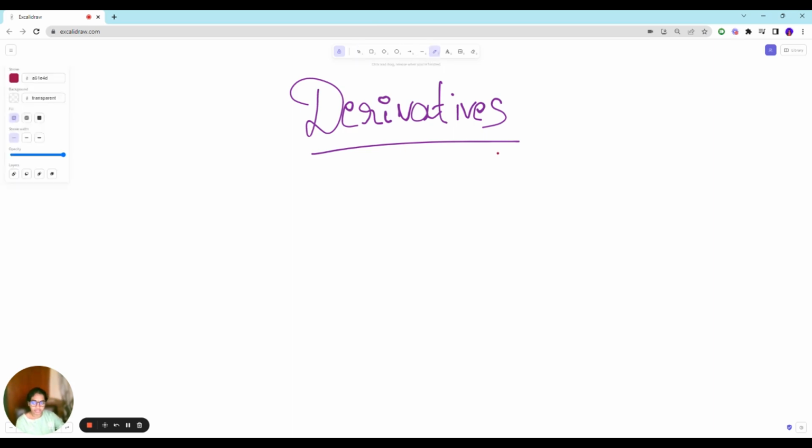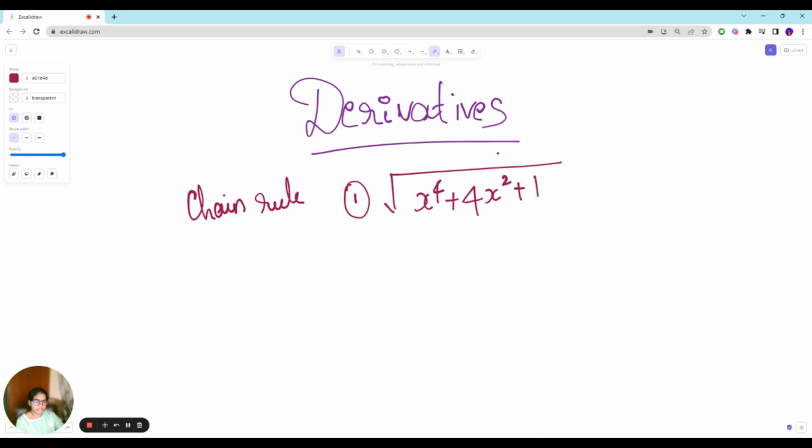When do we apply chain rule? Let me take a problem. Say I have: find the derivative of square root of x to the power 4 plus 4x square plus 1. I know what is derivative of root x, correct? But I don't know what is the derivative of the whole thing, square root of x to the power 4 plus 4x square plus 1, correct? So what do we do?